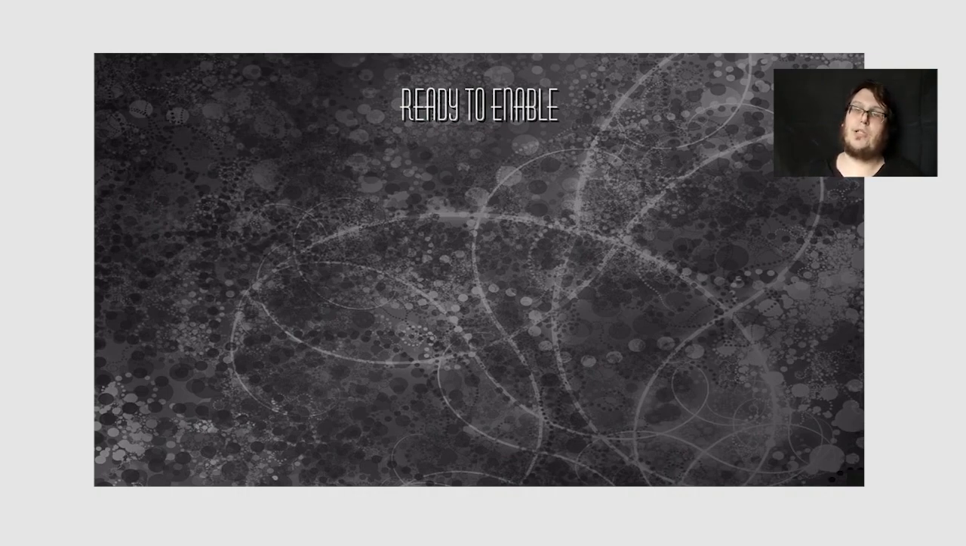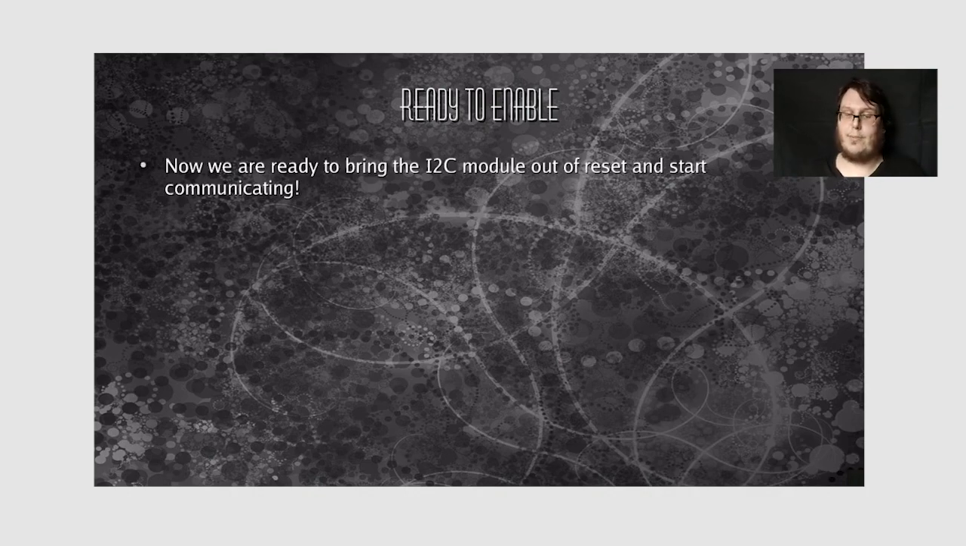Some chips, when you enable the I2C module, will automatically change the GPIO for you. On other chips it won't, so you just need to check and see what you need to do. At this point, we're essentially ready to enable the chip. We can bring the I2C module out of reset and start communicating.